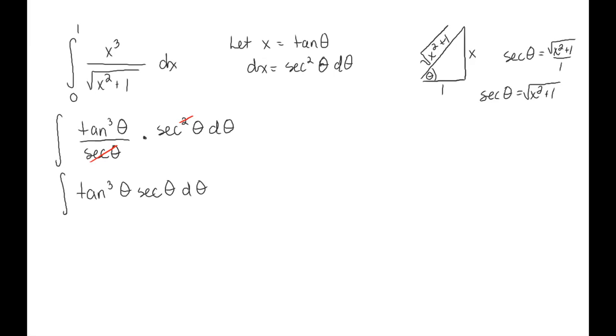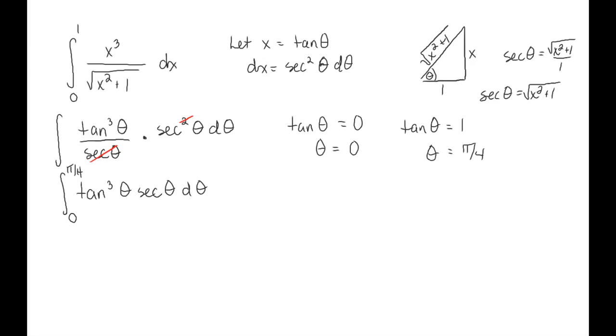And our limits were 0 to 1 for x. So let's change them to limits for theta. If tan theta is 0, theta is 0. And if tan theta is 1, that's 45 degrees. So theta is pi over 4. So we've got new limits.